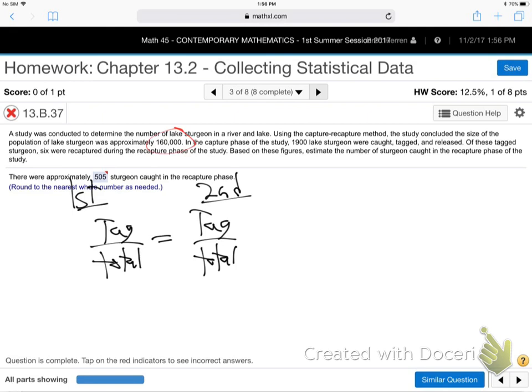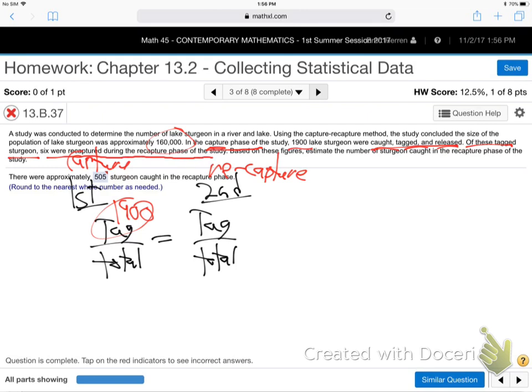Let's keep moving. In the capture phase, that's the first phase, right? 1,900 were caught, tagged, and released. So that's up here, 1,900 on the top. In the capture phase, see what it said? This is capture. The other one is recapture. It's capture, and then you tag them, release them, and you recapture them later at random, right? So in the capture phase, meaning in the first fraction, 1,900 were caught, tagged, and released. So 1,900 tagged, right?